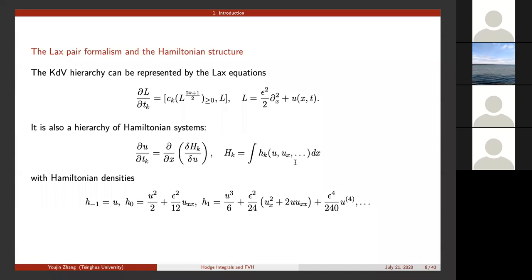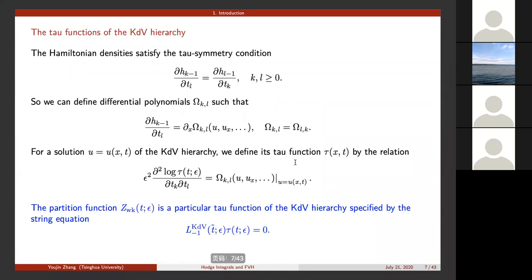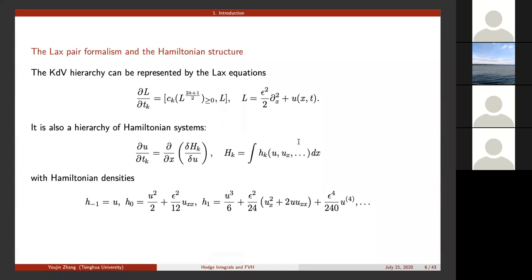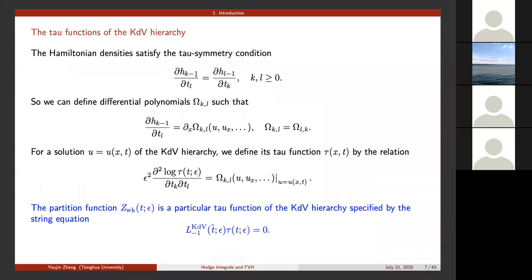And also, it's very important that, in the previous pages, we have mentioned the tau function of the KdV hierarchy. So the tau function of the KdV hierarchy can be defined in this way. The Hamiltonian densities have some freedom of choice. You can choose these densities by adding some total x derivatives, which do not affect the Hamiltonian equations. But if you choose appropriately these densities, as functions of u and ux, as differential polynomials of u, you can consider its evolutions along this T_L flow.